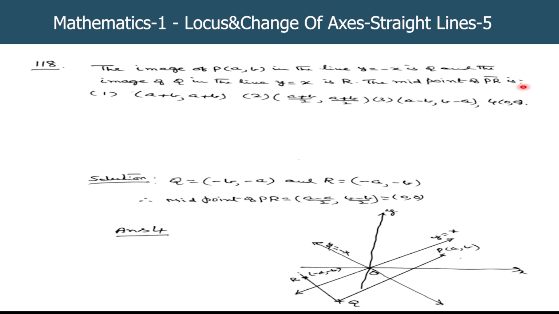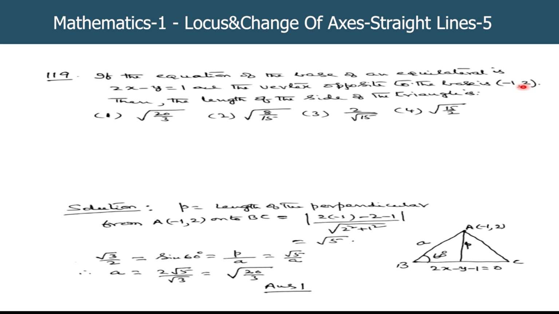Option number 4. Question 119. If the equation of the base of an equilateral triangle is 2x - y = 1, and the vertex opposite to the base is (-1, 2), then the length of the side of the triangle is: 1) root of 20 by 3, 2) root of 8 by 15, 3) 2 by root 15, and 4) root 15 by 2.